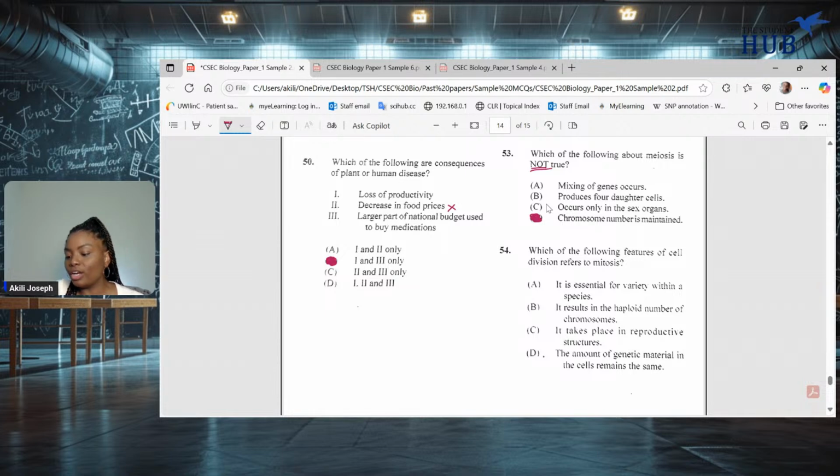Yeah? Which of the following features of cell division refers to mitosis? Is it essential for a variety within a species? It results in a haploid number of chromosomes. It takes place in reproductive structures. Or D, the amount of genetic material in the cell remains the same.